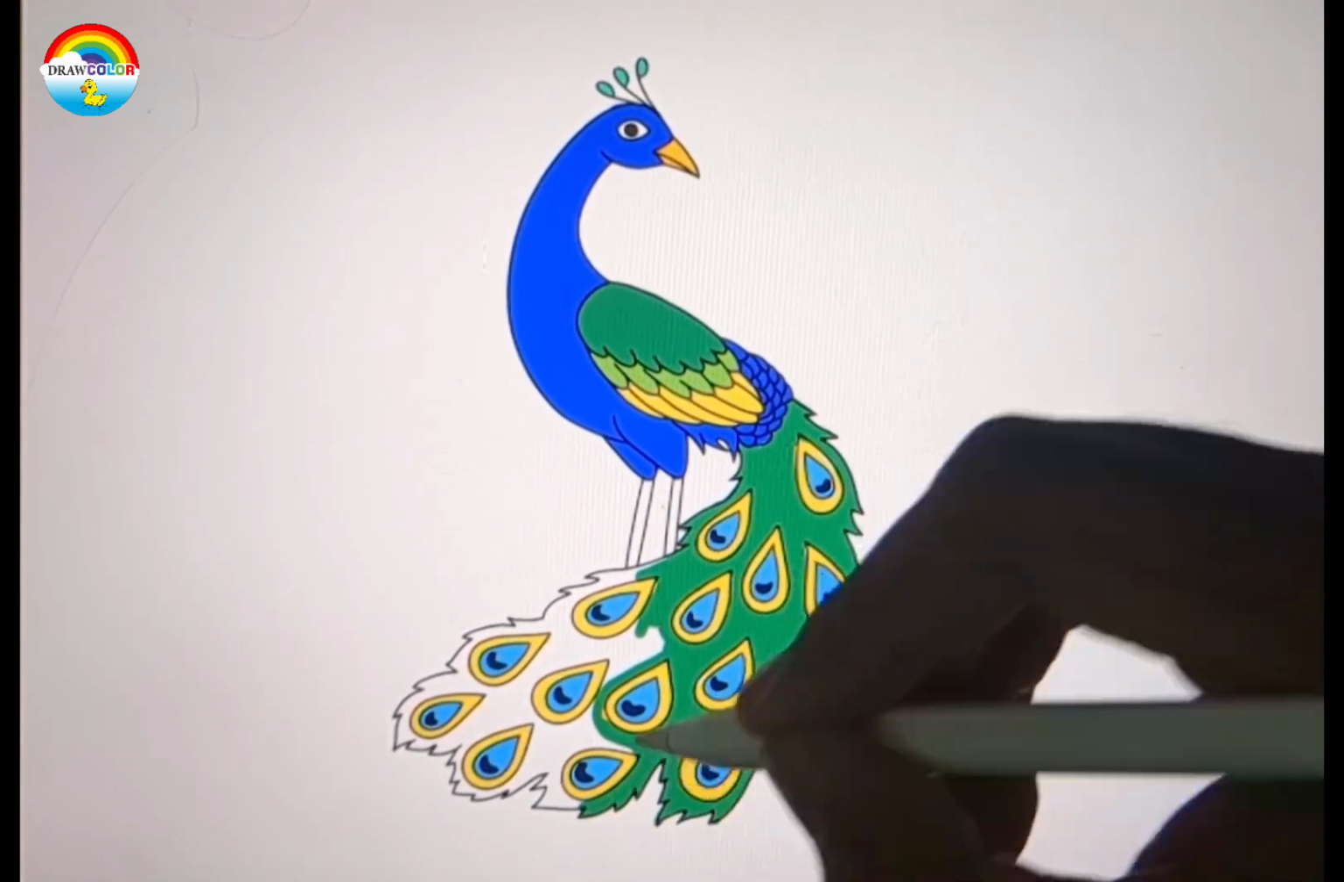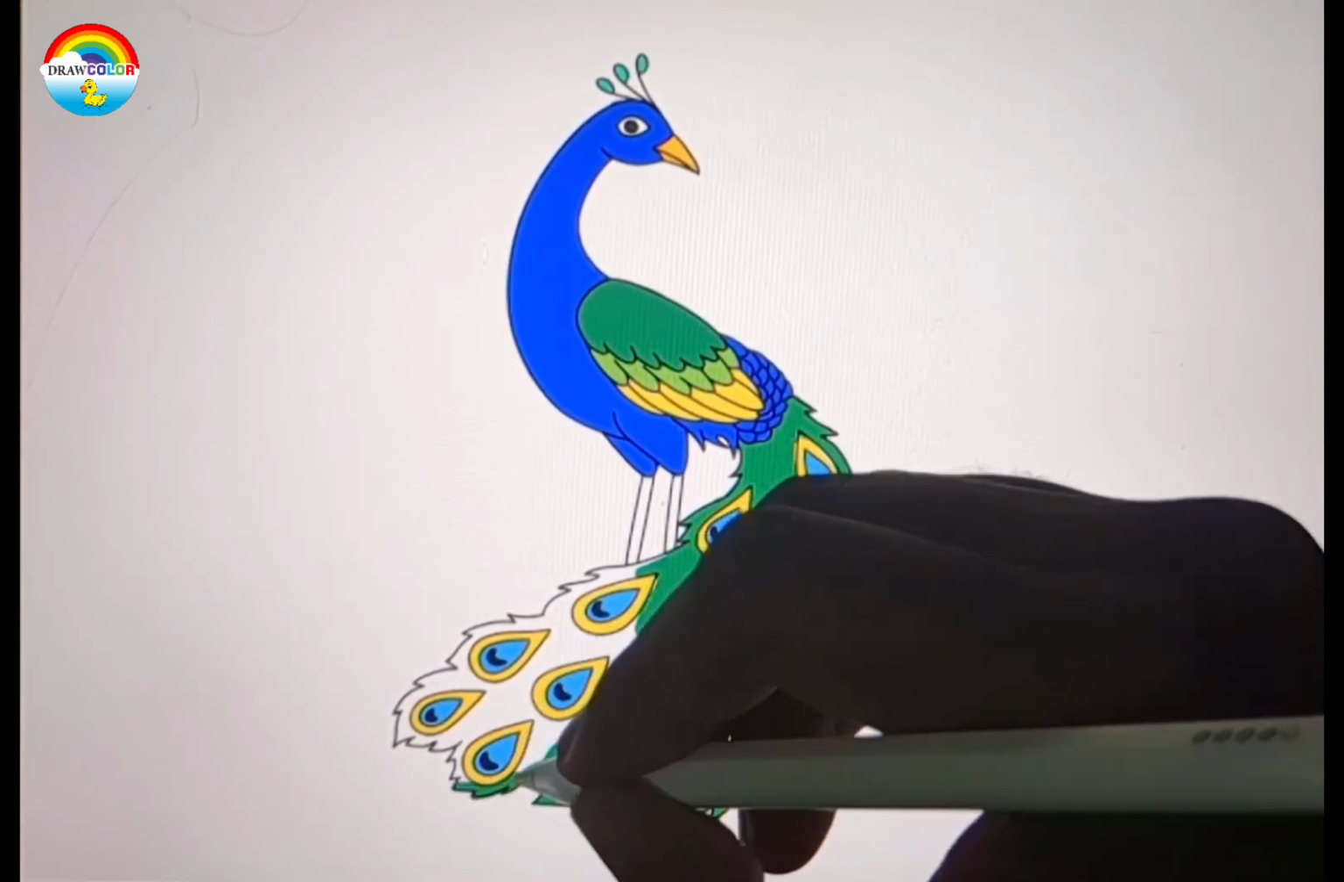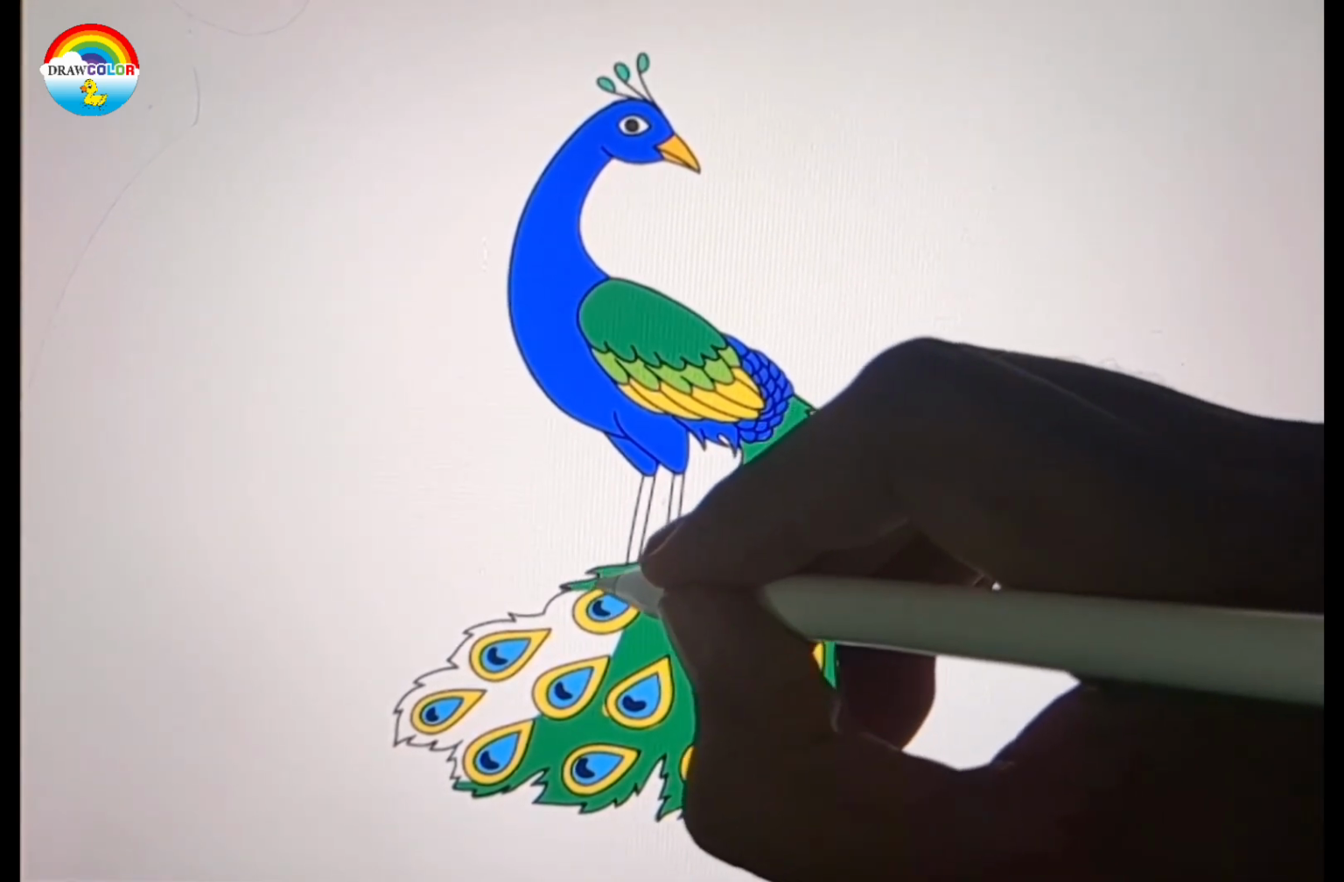Peacocks undergo an annual molt where they shed and regrow their feathers. During this time, they may look less vibrant.